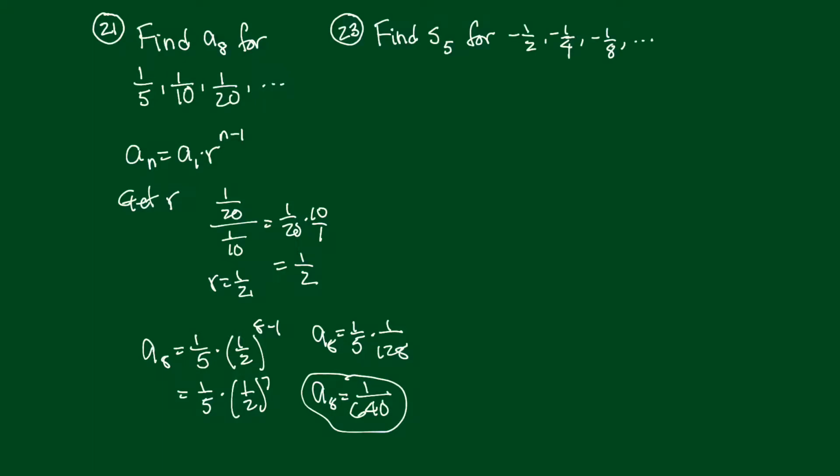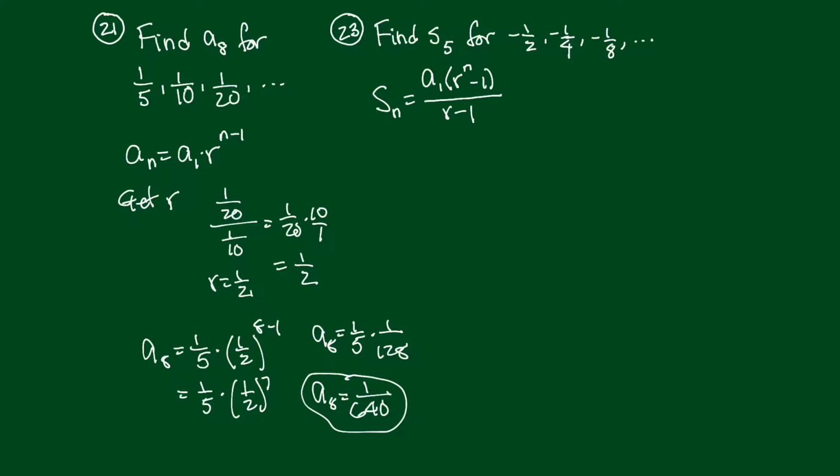In number 23, we want to find the sum of the first 5 terms, not just the 5th term, but the sum of the first 5. So we have a formula for this. The formula goes like this. S sub n is equal to, it's a fraction, a sub 1, the first term, times r, the common ratio to the n, minus 1, all over r minus 1.